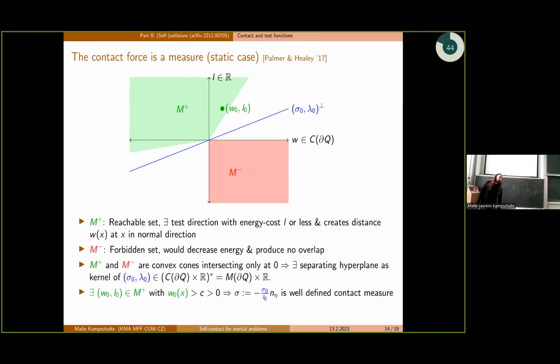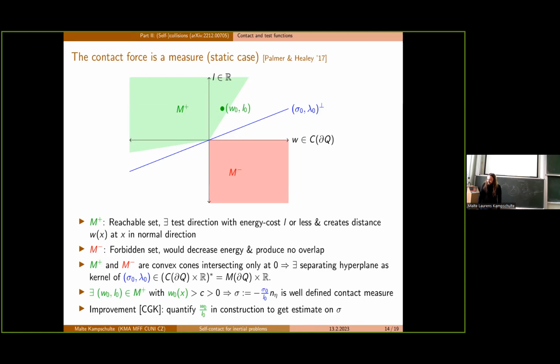And the last step is you find a point that's here. You explicitly construct this for your situation, which tells you, okay, this hyperplane cannot be vertical. That's the enemy. Because if it's not vertical, then we can, it should be lambda here, not L, but you can divide by lambda and construct this as your actual contact force. So that's the Palmer-Healy argument.